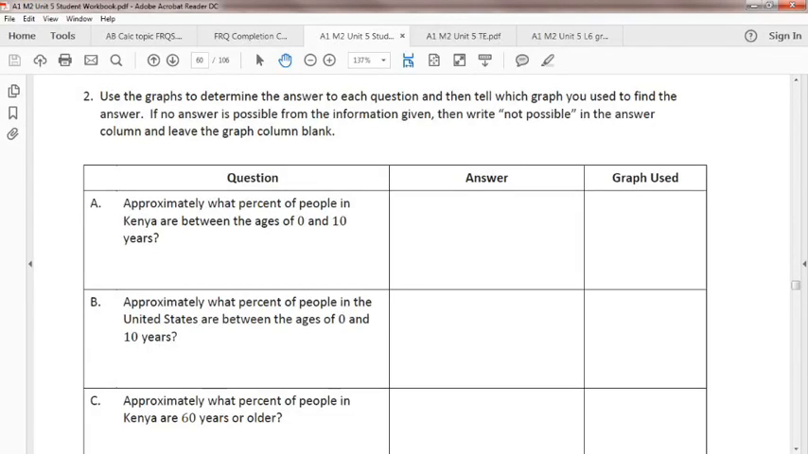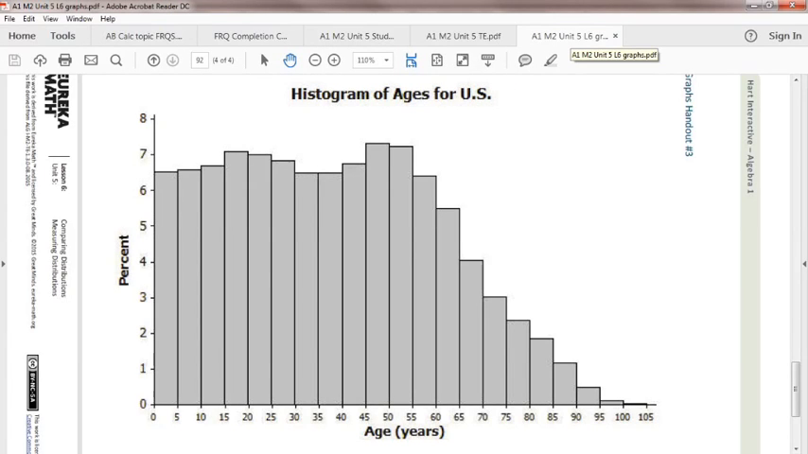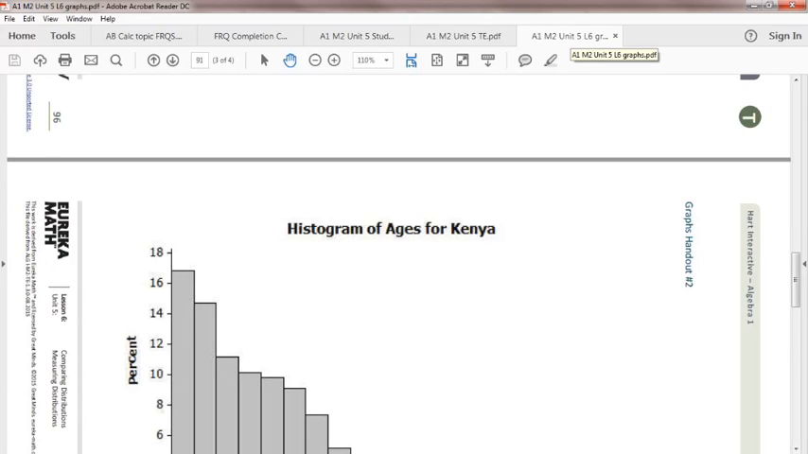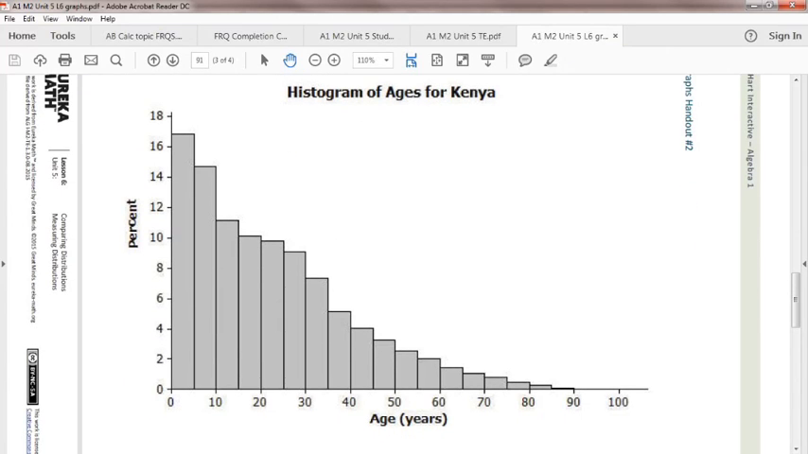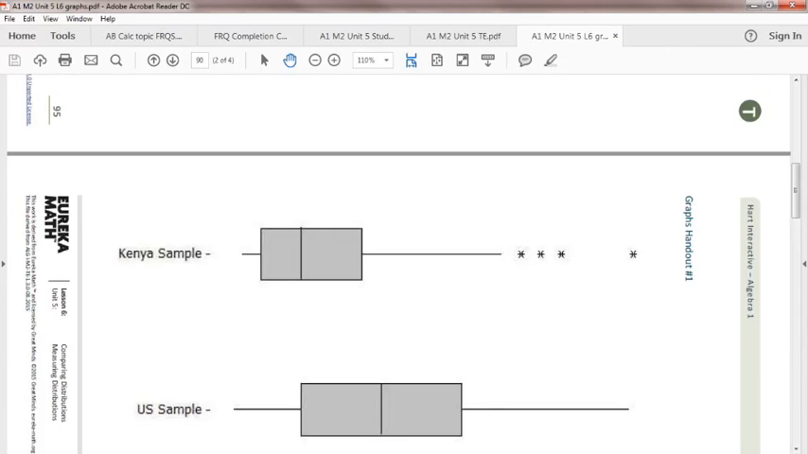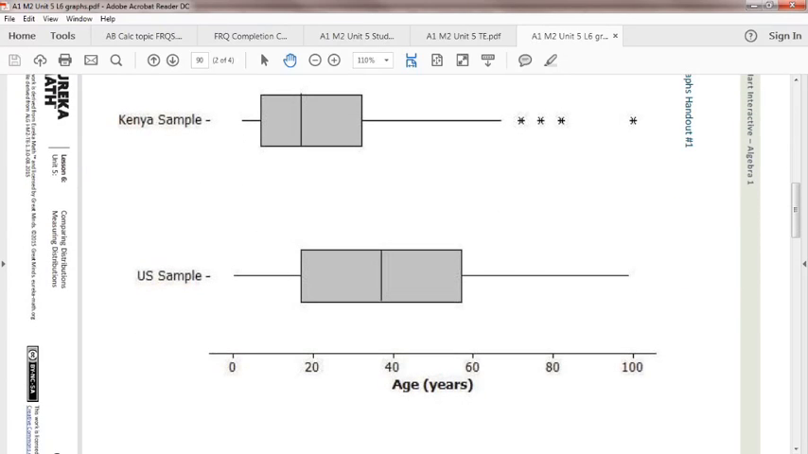So when you're doing these questions, you're looking at these graphs right here. Here's your histogram for the U.S. Here's the histogram for Kenya. And then I think we got box plots right here. Yeah, here's your box plots. Okay, so you're using one of these choices of organization, methods of organization to organize your data.